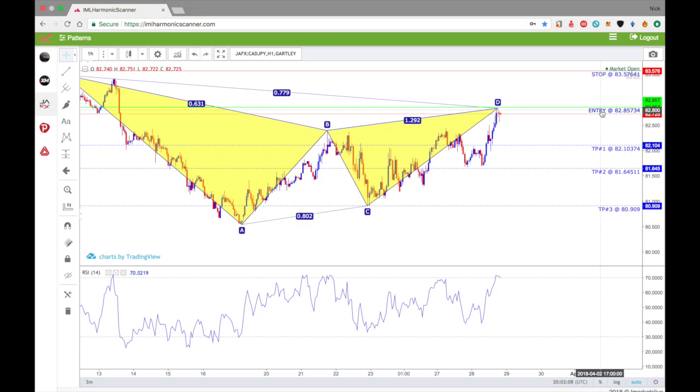We're going to enter that trade at the current market price, 82.72. Please make sure that you guys copy and paste your stop loss. I can already see, look at the stop loss. Guys, the stop loss, I believe, is about 70 to 80 pips already. So that means that this is a swing trade.